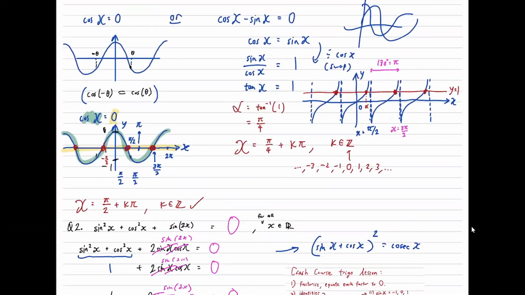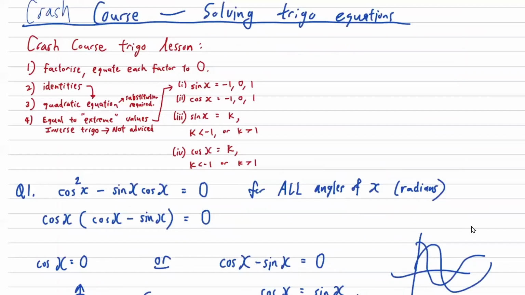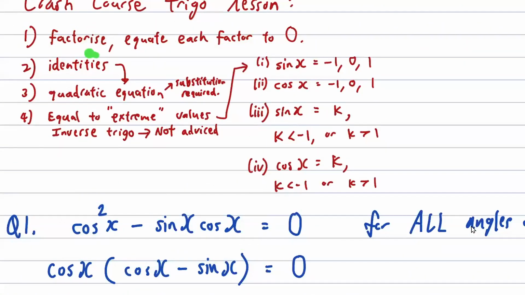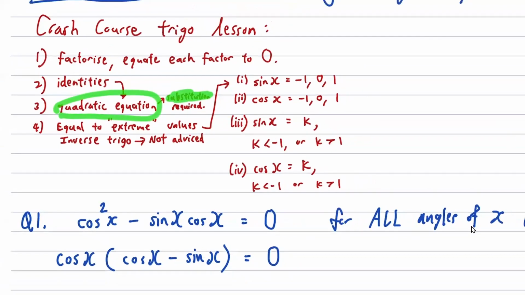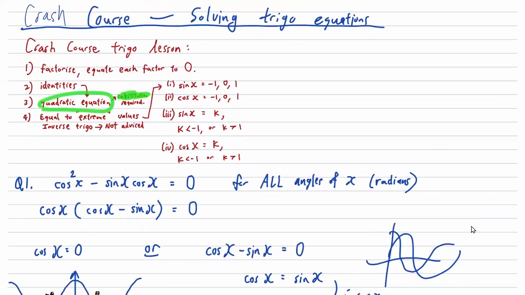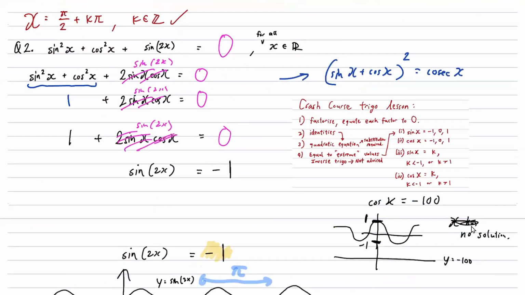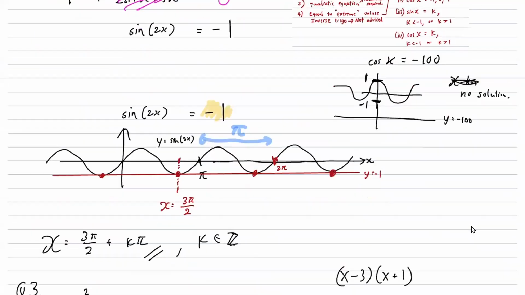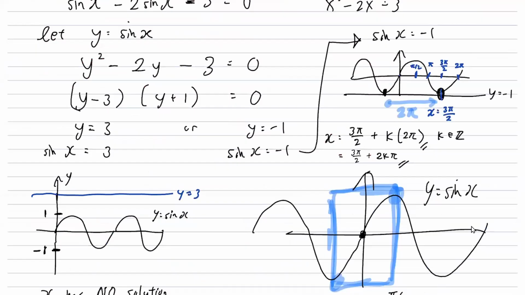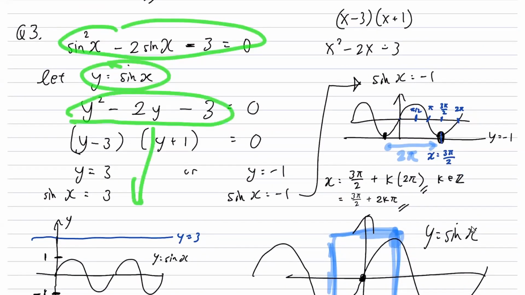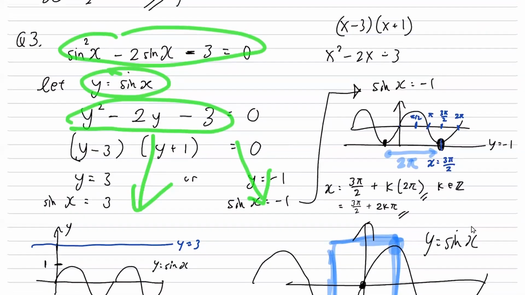First, you factorize, then you equate each factor to 0. That's this kind of question. Then the next one is to use identities. For example, you can use sine square x plus cos square x equal to 1, then you substitute with a 1. Then sometimes you also get a quadratic equation. Over here, I say substitution required. It's the one where we substitute with sine x. Over here, sine square plus cos square becomes a 1. That's using identities. Then here you do a substitution, y equal to sine x, then you get a quadratic equation. You know this, right? Remember this? Yeah, that's question 3.